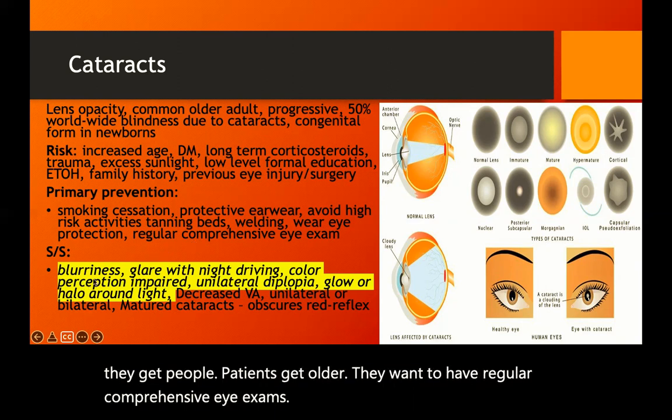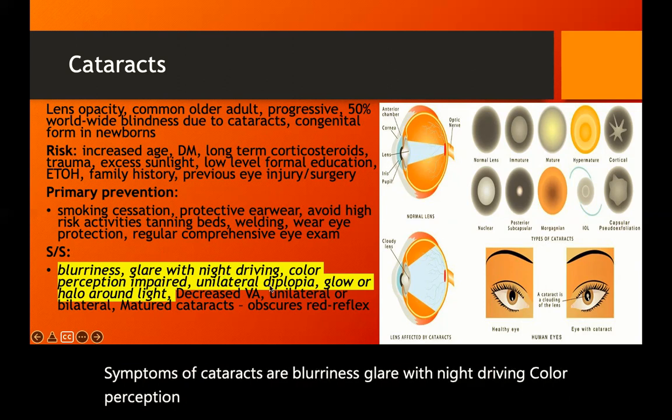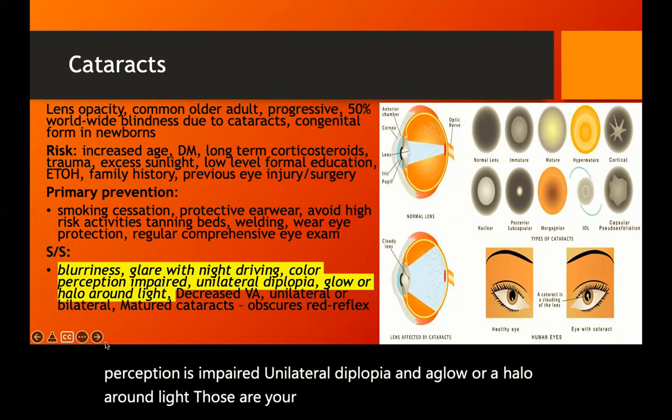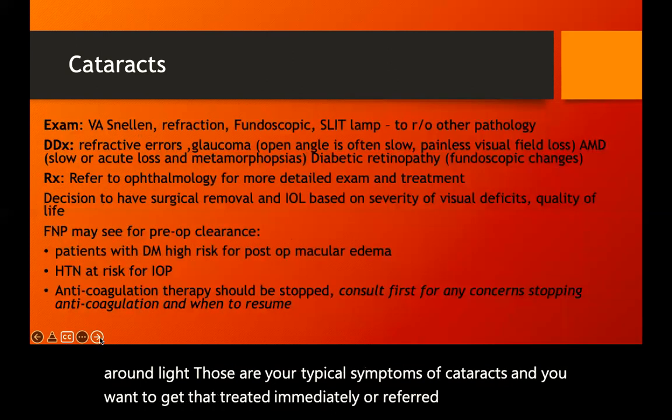So symptoms of cataracts are blurriness, glare with night driving, color perception is impaired, unilateral diplopia, and a glow or a halo around light. Those are your typical symptoms of cataracts. And you want to get that treated immediately or referred out immediately so that it doesn't progress.